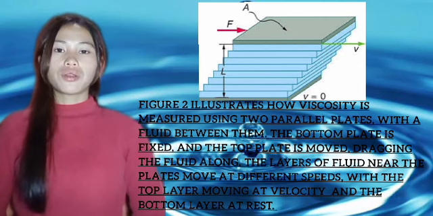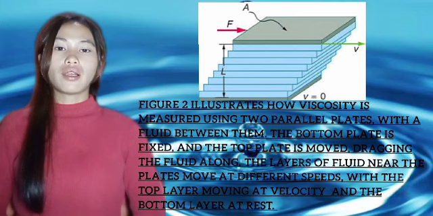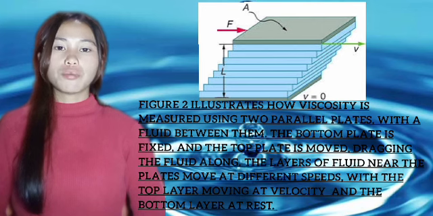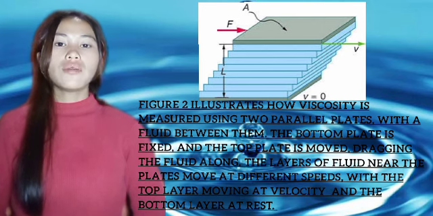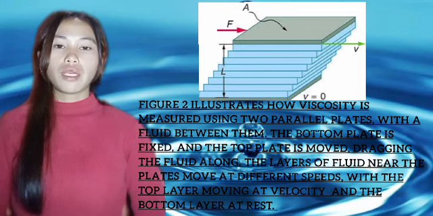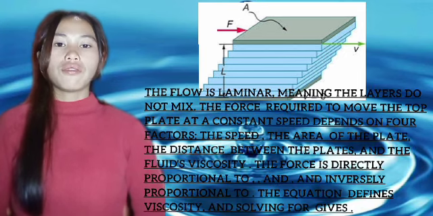Figure 2 illustrates how viscosity is measured using two parallel plates with a fluid between them. The bottom plate is fixed and the top plate is moved, dragging the fluid along. The layers of fluid near the plates move at different speeds, with the top layer moving at velocity v and the bottom layer at rest. The flow is laminar, meaning the layers do not mix.